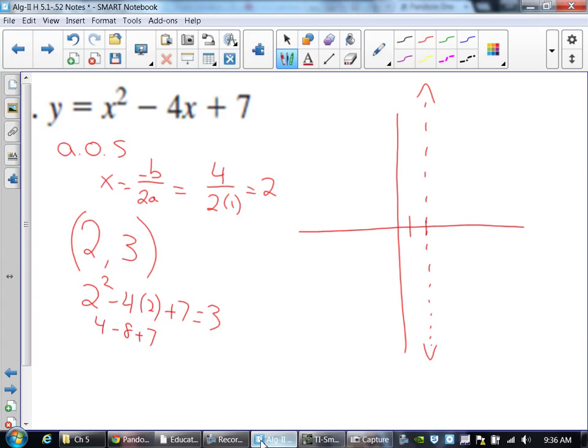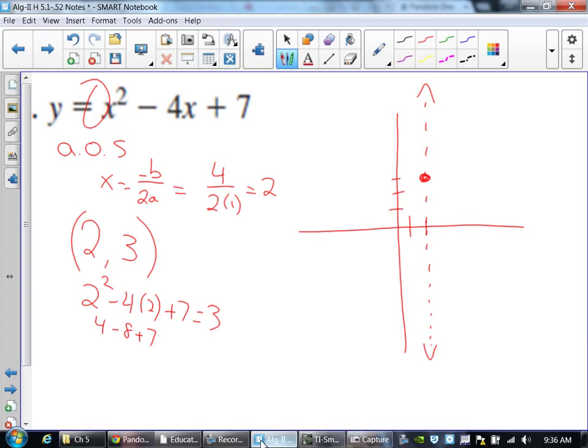Question for you. What direction does this open? Why? Correct. This opens upward because, well, it's up like a cup. Because your value of a is positive. If the value of a is positive, it's up like a cup. If it's negative, it's down like a frown.